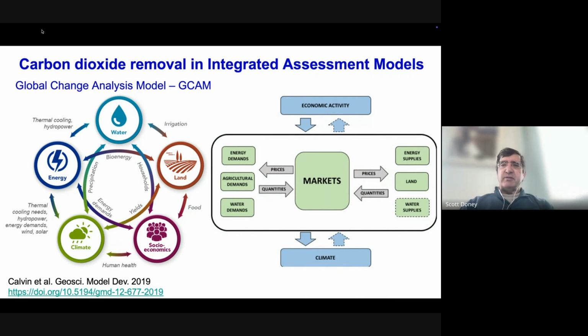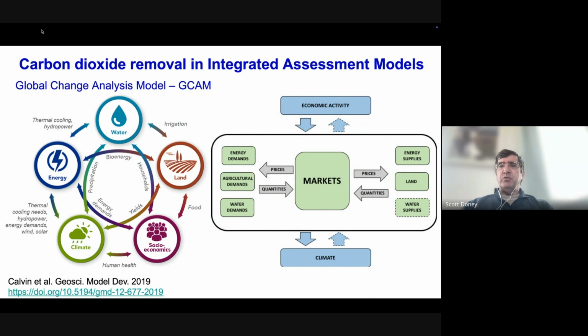So GCAM is a sort of standard integrated assessment model. It started as an energy model, an energy systems model. It's regional, so it has some spatial context around the globe. And over time, it's been connected to climate models and land surface models and water cycle models. And you can really think of it, looking on the right-hand side here, as you do need to specify some amount of economic activity, population and things like that. But what the model does is it's able to allocate resources.